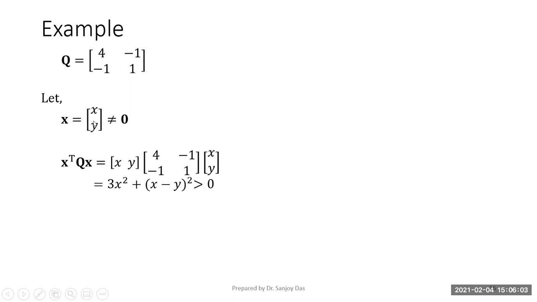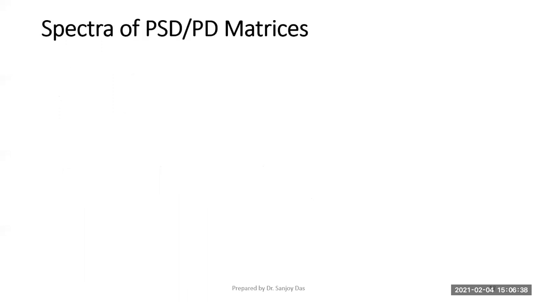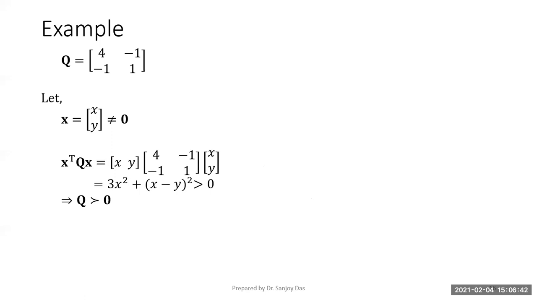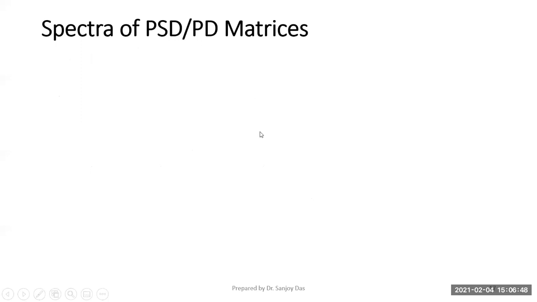Since both x and y cannot be 0 simultaneously, this quantity can never be negative or 0, right? It's always greater than 0 because we have squares, three x squared and (x minus y) squared. So it's always greater than 0. Therefore, this matrix Q is positive definite. Did you follow this example? Yes. Okay, now let's look at eigenvalues of these positive semi-definite and positive definite matrices.